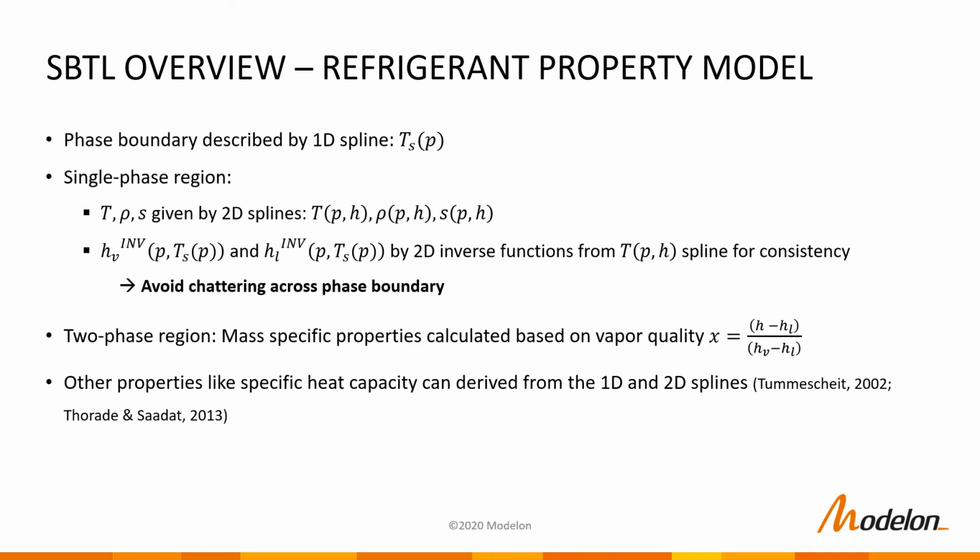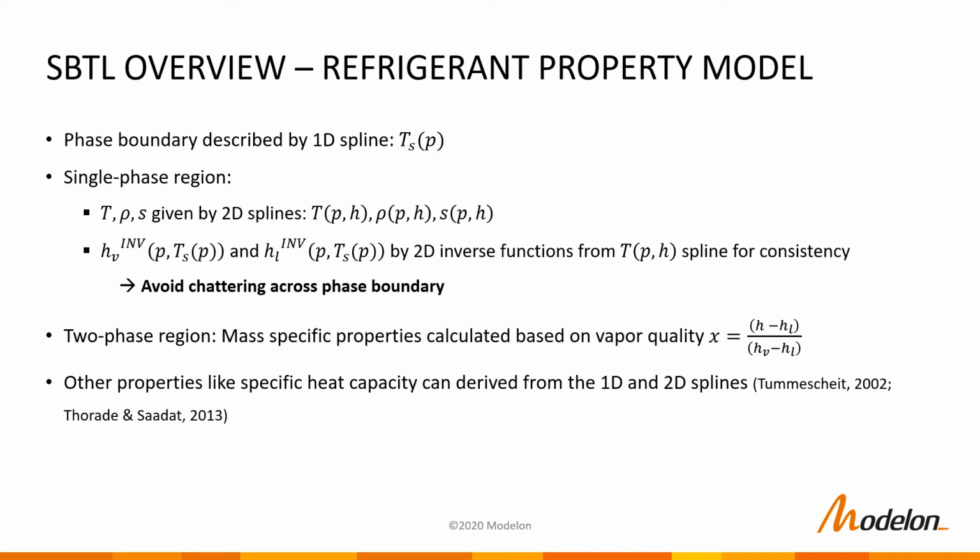Applying the SBTL method, we can represent the thermodynamic properties of a refrigerant by 4 different spline fits. First of all, we can describe the phase boundary by a 1D spline, saturation temperature as a function of pressure. In the single-phase region, we can represent temperature, density, and entropy by 3 different 2D splines. In the two-phase region, we use mass-specific property calculated based on vapor quality. Other properties like specific heat capacity can be derived from 1D and 2D splines.